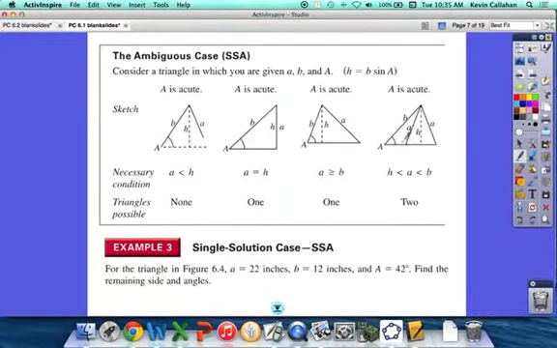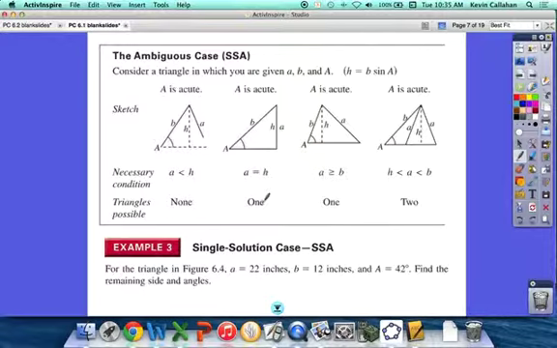One of them, angle B, is obtuse. One of them is acute. So we actually have two triangles. So that's the issue with the side-side-angle case. The possibilities are you could have no triangle, you could have one triangle, or you could have two triangles, just depending on the lengths of the sides and the value of the angle that they gave you.